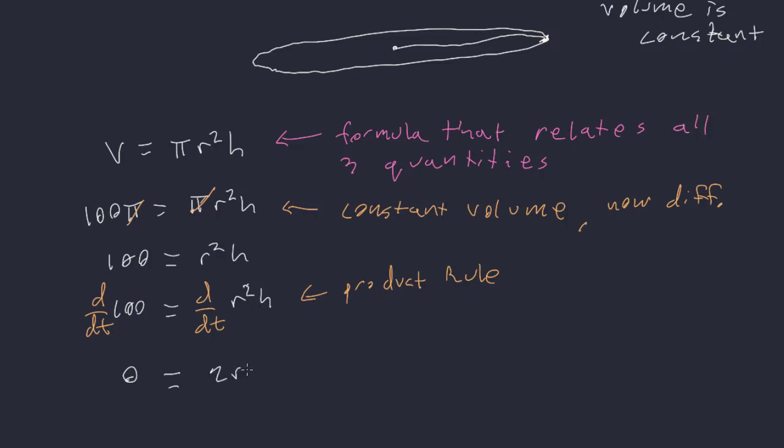This is going to be 2r times dr dt, so this is the derivative of the first guy, times h, left alone, plus r squared times dh dt, the derivative of the second guy. Okay, so this we know. Okay, we were told what this was. This is a constant rate of change, and this is what we're trying to find, right?